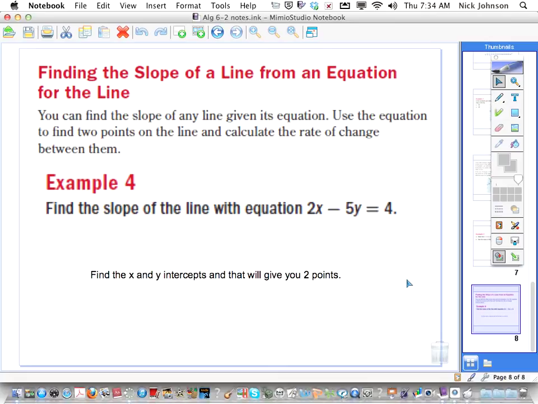Finding the slope of a line from an equation for the line. You can find the slope of any given line given its equation. Use the equation to find 2 points on the line and calculate the rate of change between them. Example 4 says find the slope of the line with the equation 2x minus 5y is equal to 4.